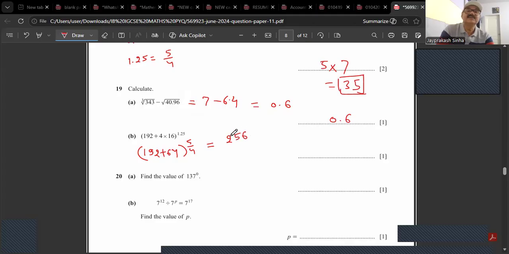256 to the power 5 by 4. Now see, 256 is a power of 2. Which power of 2? 2 square is 4. 2 cube is equal to 8. 2 to the power 4 is equal to 16. 2 to the power 5 is equal to 32. 2 to the power 6 is equal to 64. 2 to the power 7 is equal to 128. And 2 to the power 8 is equal to 256. So 2 to the power 8.